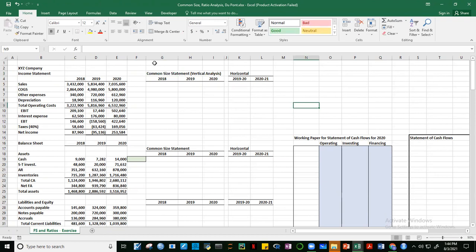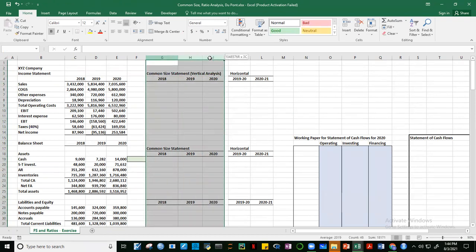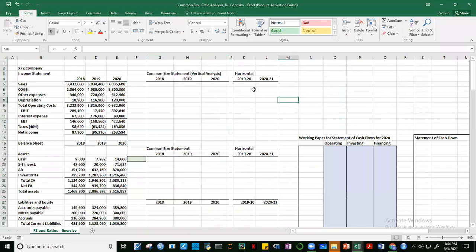Okay, may I ask guys, paki-chat nga kung na-encounter nyo ba yung common size statement analysis sa accounting, no? Sa accounting subject, paki-chat nga please kung yes or no. Have you done this common size statement in your accountancy subjects? Okay, no, good. Good, thank you. Thank you for your feedback, guys. This is good because it's an opportunity to learn new things.